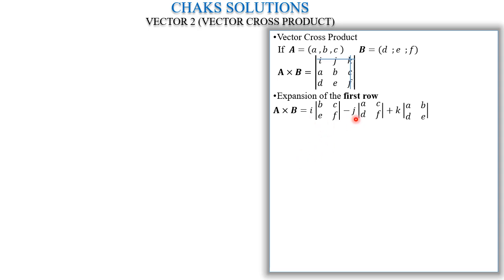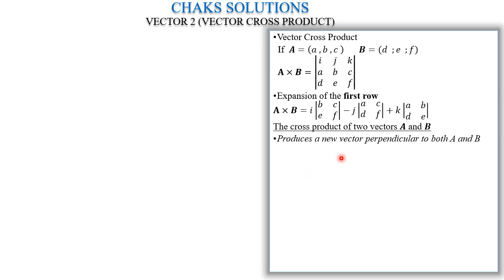Since i, j and k here are not actual values, this will give you a new vector. So we are saying the cross product of two vectors a and b, given that a and b are non-parallel vectors, gives you a new vector. Let's see how it looks. The vector will be perpendicular to both a and b.